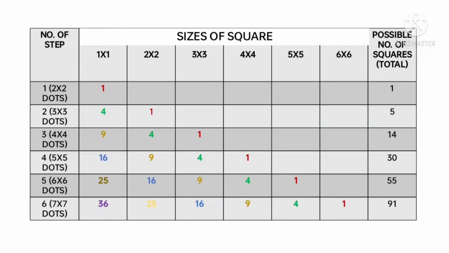May 9 tayong ma-draw na 1 by 1 yung size niya. May 4 tayong ma-draw na 2 by 2 yung size, and may 1 tayong ma-draw na 3 by 3 yung size. Therefore, it is equal to 14 possible squares. And then, sa step 4, 5 by 5 dots, may 16 tayo sa 1 by 1, may 9 tayo sa 2 by 2, may 4 tayo sa 3 by 3, may 1 tayo sa 4 by 4. A total of 30 possible squares.